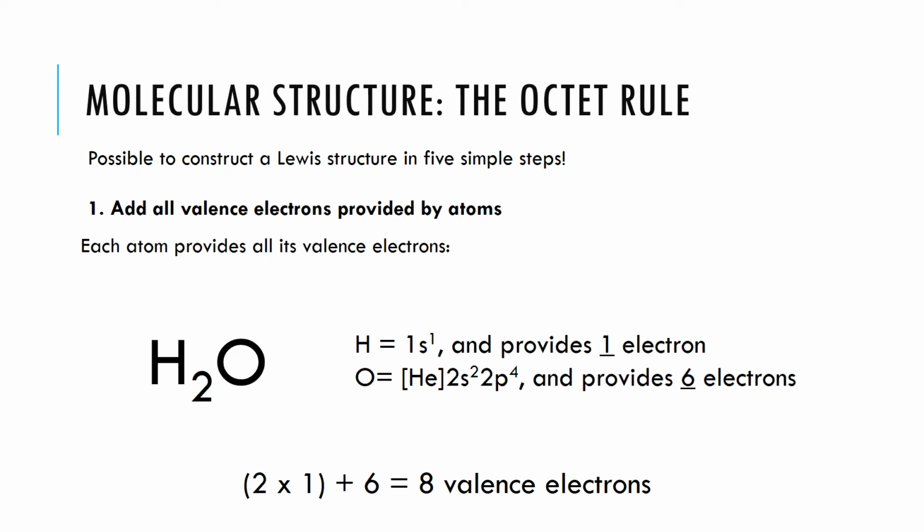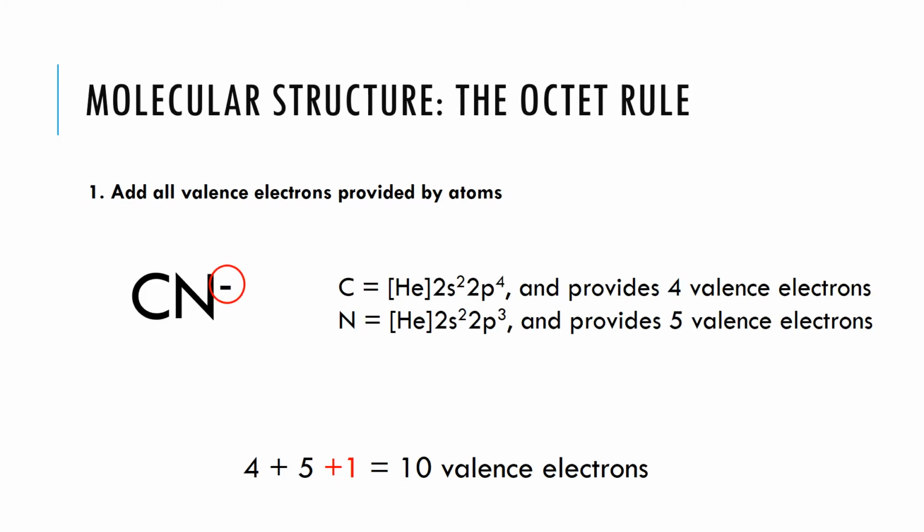So let's have a look at water, H2O. Well, hydrogen contributes or provides 1 electron because it has an electronic configuration of 1s1. Oxygen has its valence electrons in the 2s and 2p shells, and its electron configuration is 2s2 2p4, so it provides 6 electrons. We add all of those together, so we multiply the 1 by 2 because we've got 2 hydrogens, and we add those 6 valence electrons from oxygen, and we've got 8 valence electrons.